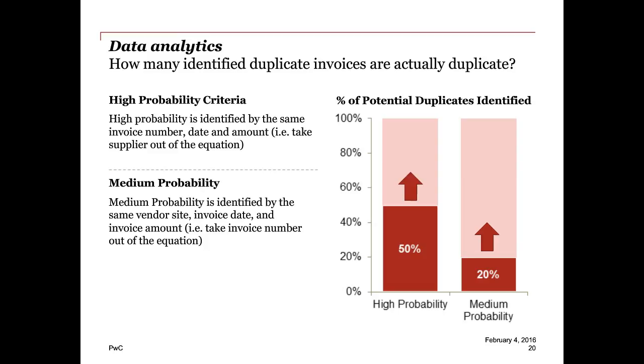So hopefully that helps you understand how you could potentially leak cash out of your Oracle EBS system via duplicate invoice payments. With that, Steve, I'll pass it back over to you for the next session. Great. Thanks, Stephen.